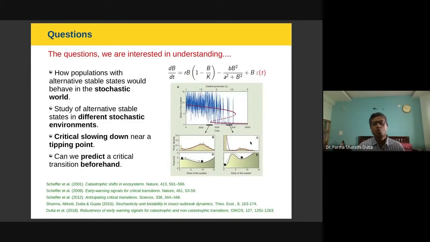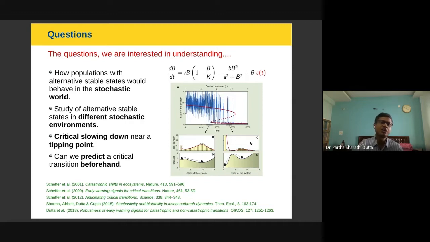So, what are the questions we are interested in understanding? The questions we are interested in understanding is how populations or complex systems with alternative states would behave in the stochastic world. Because in most natural systems, noise will be ubiquitous, and obviously we want to study how that noise influences the occurrence of a tipping point.